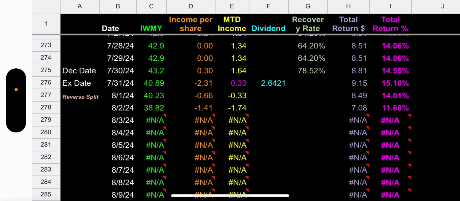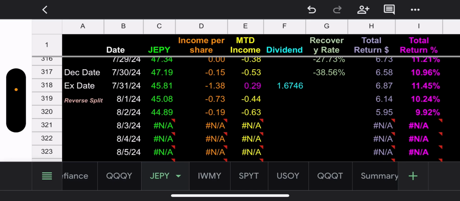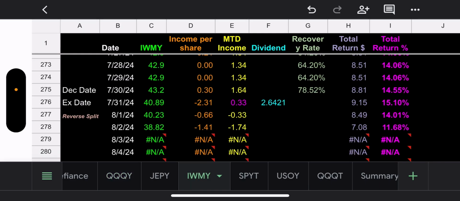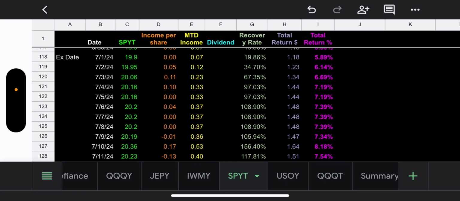But IWMY seems to be doing the best of the three so far, oddly enough, which, I'm not going to say it's surprising, but it could go either way, right? I always consider JEPY the safer of the bunch, but I think, between the three, that's pretty good competition. You see JEPY up 9.92, QQQY up 9.24, IWMY up 11.68. So again, pretty close.